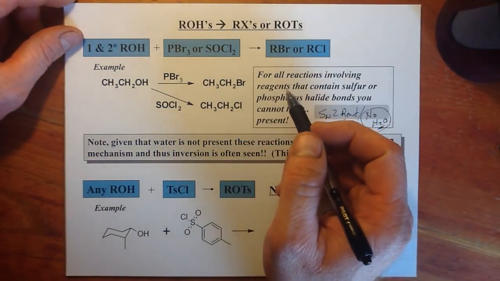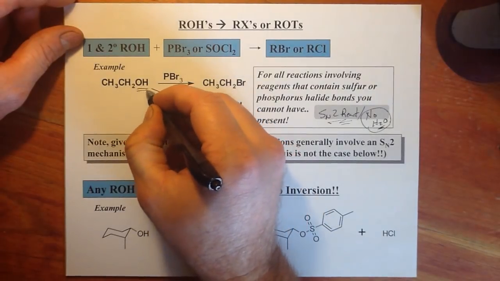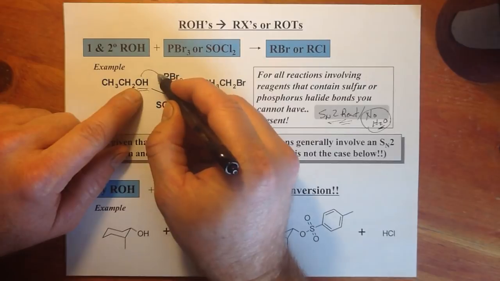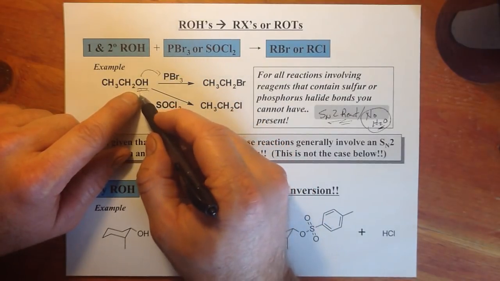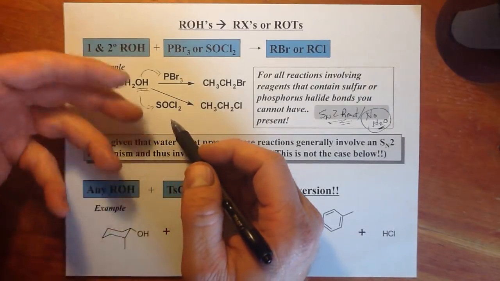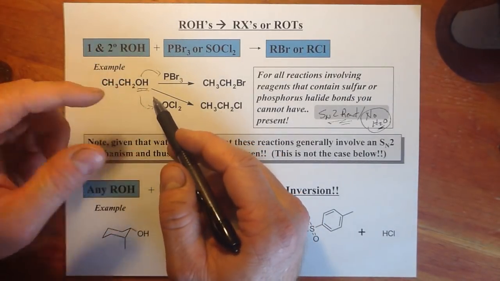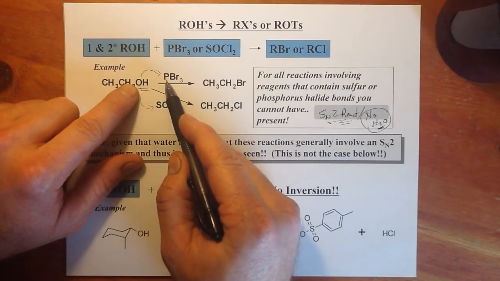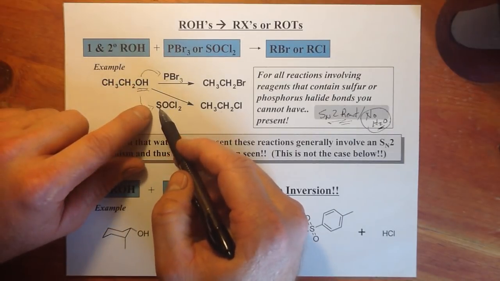Now, I've not shown the mechanism for this. You're just going to need to know that after this reacts with the phosphorus, the oxygen in the first step either starts bonding to the phosphorus, or in the case of thionyl chloride, starts bonding to the sulfur. We start making this oxygen a better leaving group, not by protonating it, but having it react with a Lewis acid site, either phosphorus or sulfur.